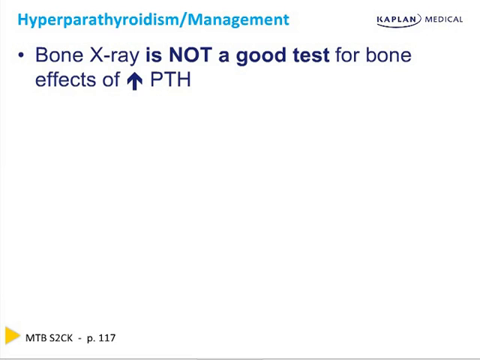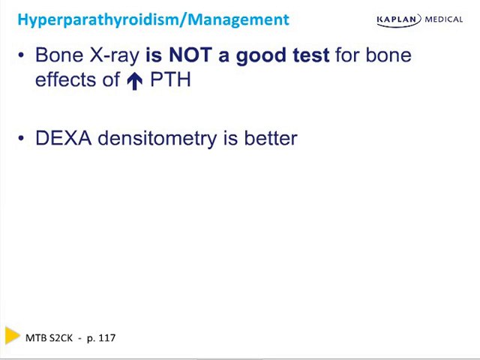Well, just getting a bone x-ray is not a great test for bone effects of hyperparathyroidism. DEXA, bone densitometry, the same as a 65-year-old woman has as a routine preventive measure on her 65th birthday, should be done. If you have hyperparathyroidism, everybody's got to get it, because if you have a person with abnormal bone densitometry, it's time to get those parathyroids removed.